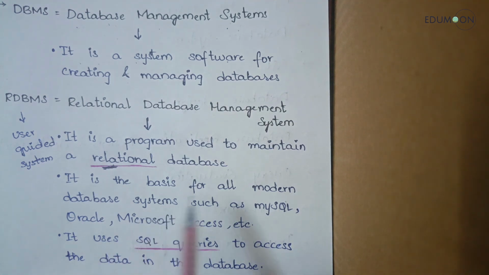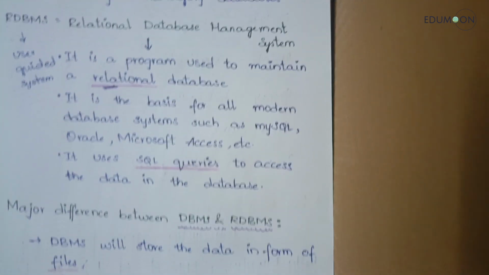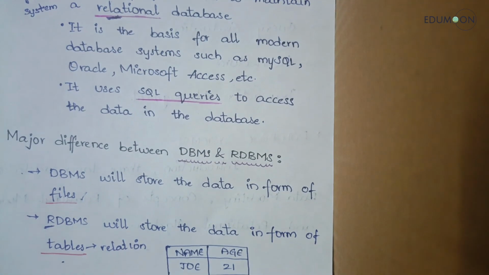This is the basis for all modern database systems such as MySQL, Oracle, Microsoft Access, etc. RDBMS uses SQL queries to access the data in the database. In our further sessions, we will know everything about SQL queries and how we use them to access the database. Now, let's see the major difference between DBMS and RDBMS.